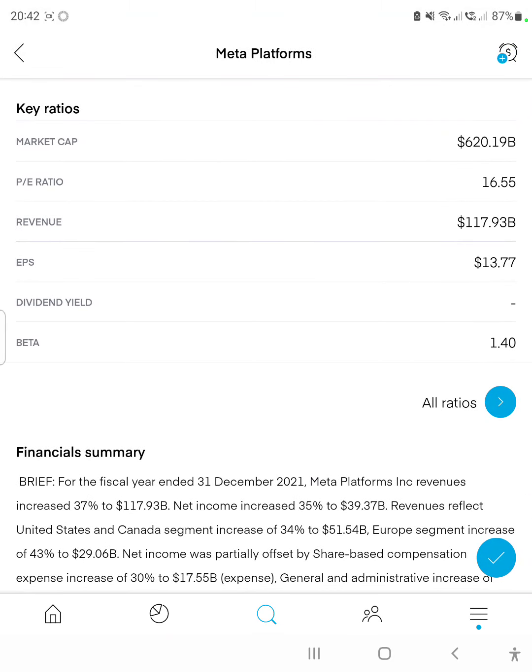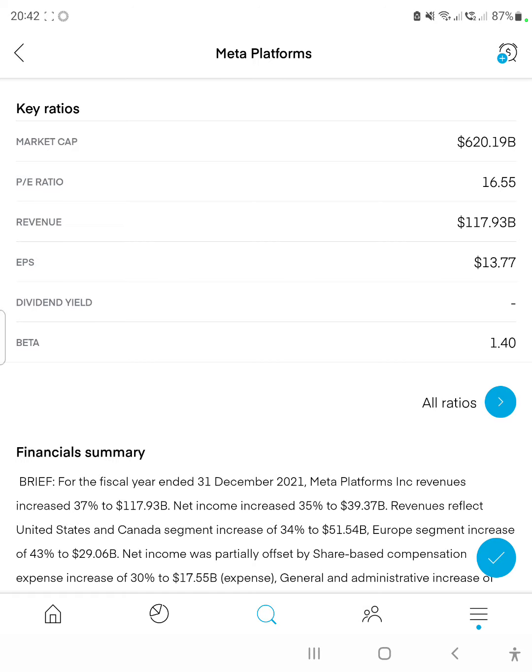PE ratio: if it's under 20, preferably under 10, that's amazing. 16.55 is really good. Revenue is 170 billion. Let's compare it to the market cap. That's about 1/6, so it's pretty decent. But I would say profit margin is way more important than revenue. You can earn a lot and not actually make much of a profit margin. We see that in the retail sector a lot.